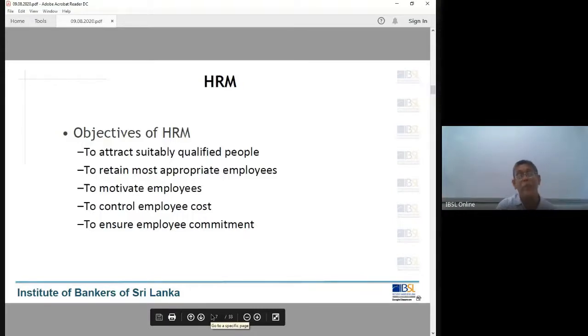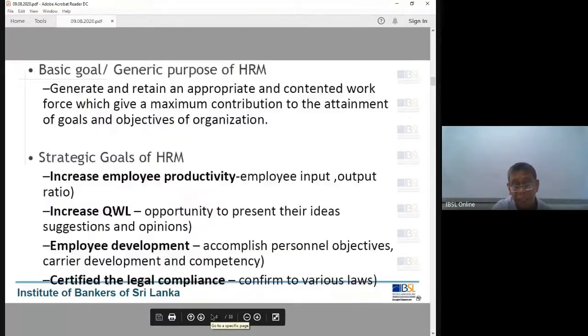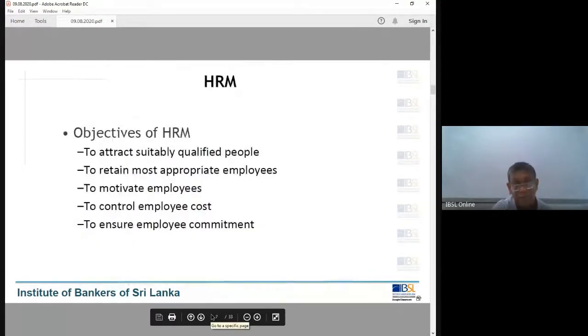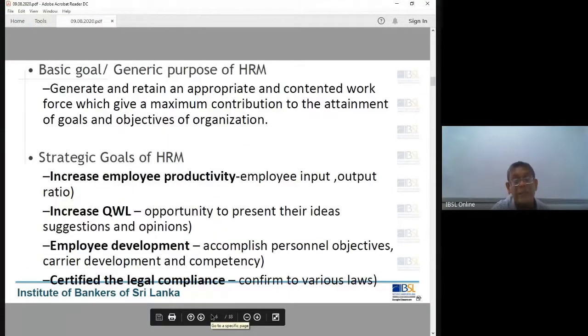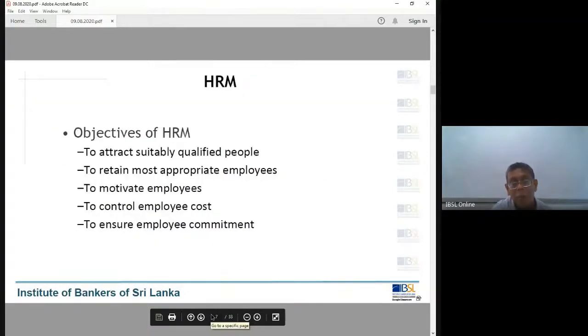Right? So in order to perform the strategic goals of the organization of HRM, we need what? Objectives of HRM. So objectives of HRM facilitate strategic goals. So strategic goals facilitate basic goals. Right.